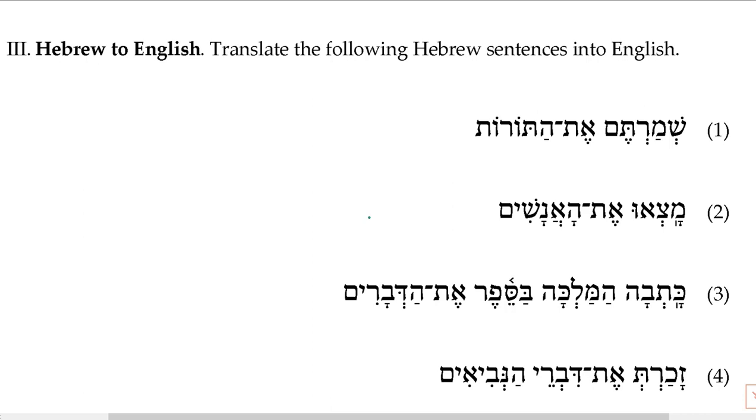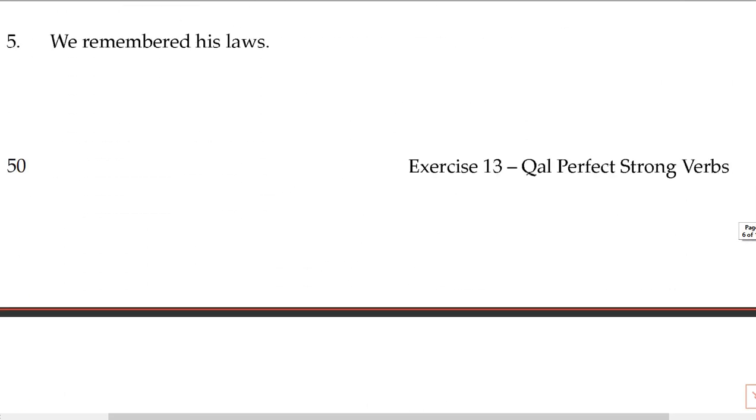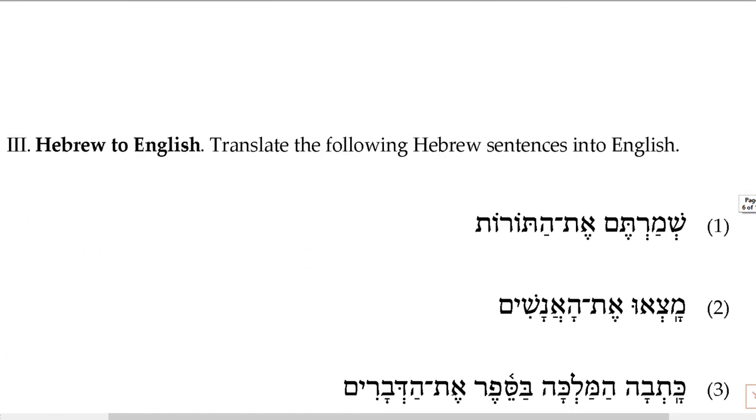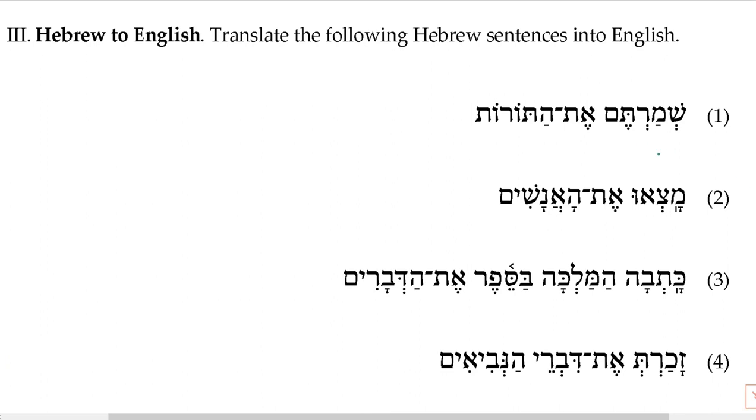Let's move on down to translating some of these sentences. These are not Bible sentences, but they're something like them, and we'll do a few of these just to get some practice. So we are now on, this is section 3, we're on page 50 of the workbook. Let's do number 1 just to get it warmed up here. So let me read this. We have shemartem et hatorot.